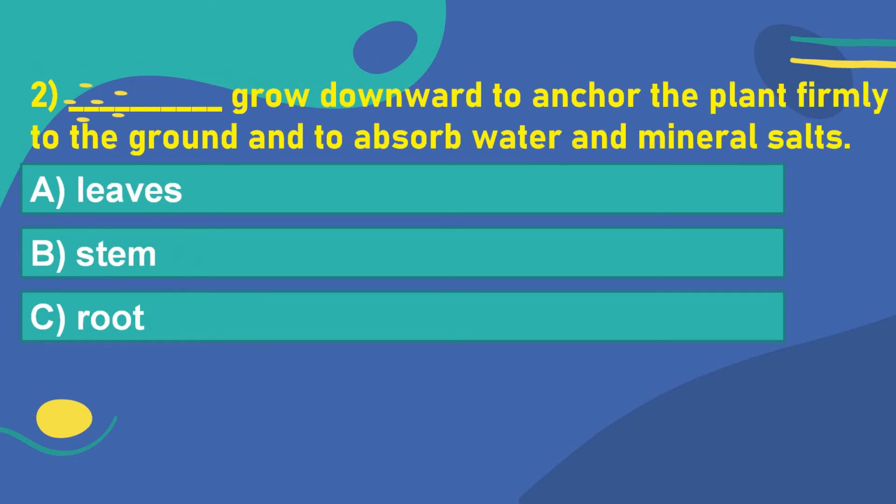The second question is, the dash grow downward to anchor the plant firmly to the ground and to absorb water and mineral salts. Option A, leaves. Option B, stem. Option C, root. Think of the answer. Your time starts now. 5, 4, 3, 2, 1, 0.